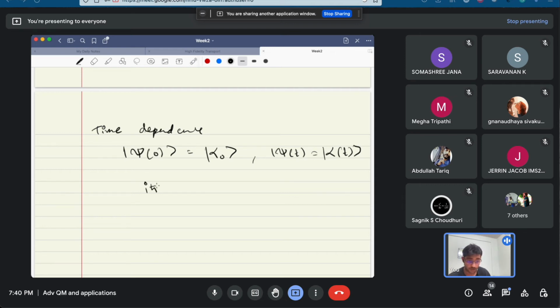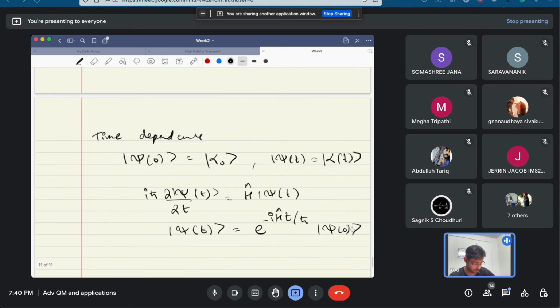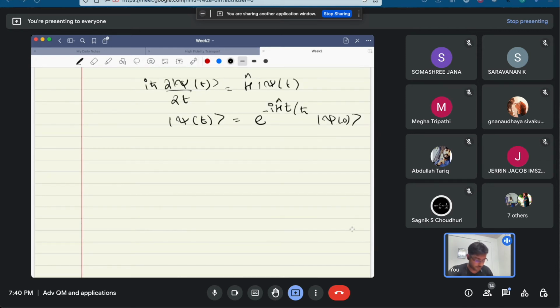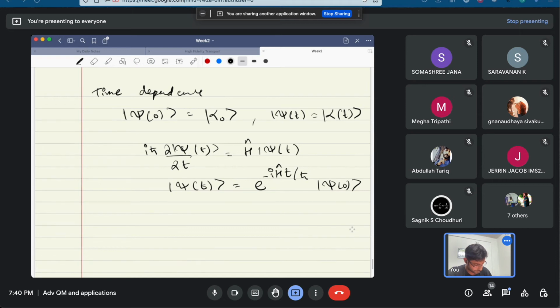In order to derive the time dependent equation, you do the generic thing. You take the Schrodinger equation, i h bar d by dt of psi t equals H psi t. If you solve for psi t, you essentially get e to the power minus i H t by h bar psi of 0. Okay, so this is your time dependent wave function. Now you put in the psi 0, that is the coherent state we already have, and you find psi as a function of t.